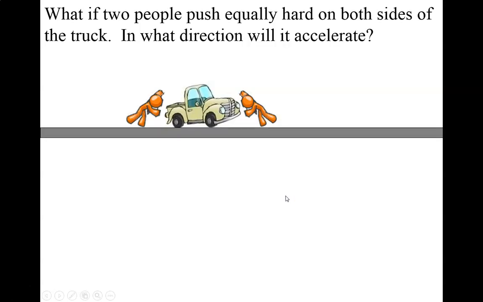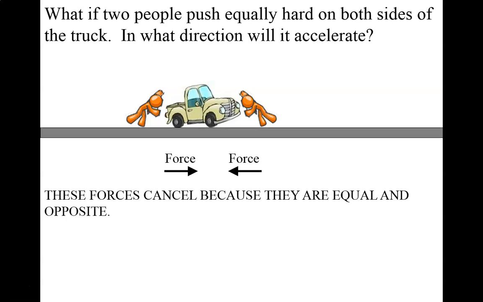Now, if we apply more than one force on an object, let's say we've got two people pushing equally hard on the truck, it's not going to go anywhere. These forces cancel because they are equal in magnitude and opposite in direction. So that truck will not go anywhere if it wasn't moving. Okay.